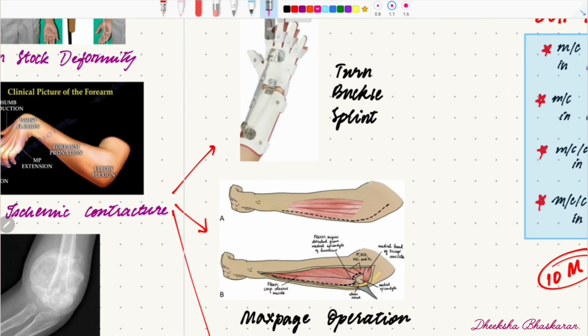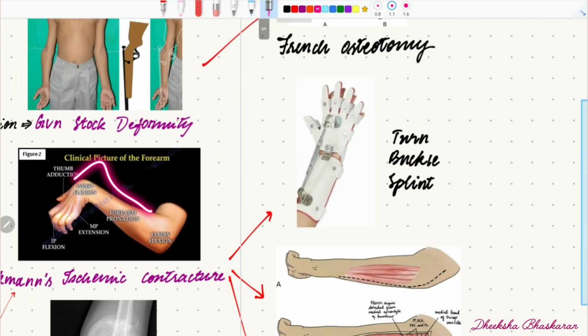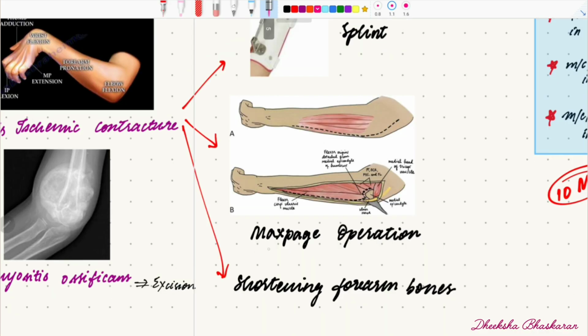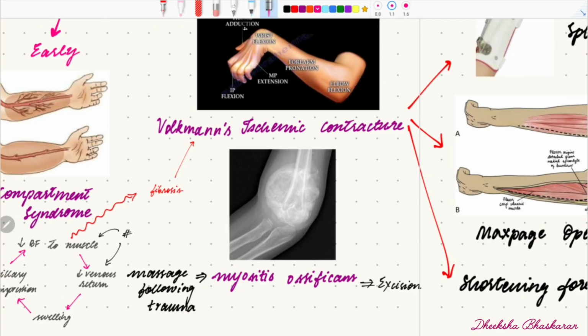The treatment for this would be a turnbuckle splint, where the splint would be placed here, and this causes passive movement. And the other thing is Max Page's operation. We know the flexor muscles arise from the common origin, that is the medial epicondyle. Max Page's operation is where the muscles are released from this medial origin. Then there can be shortening of forearm bones, which also would provide some improvement.